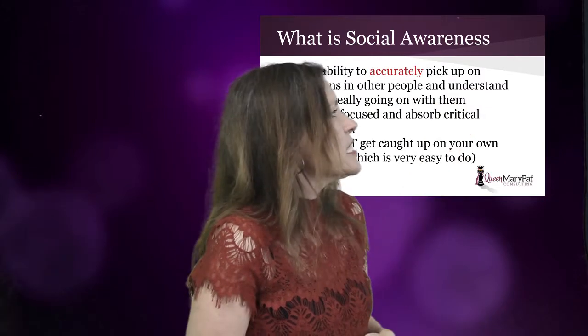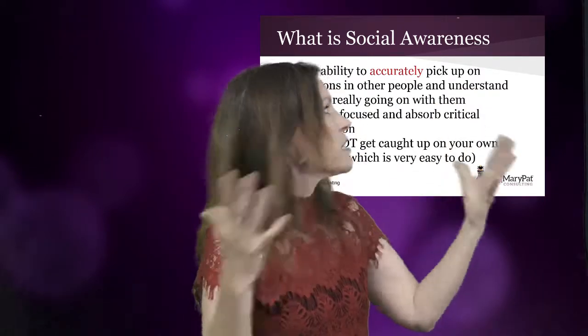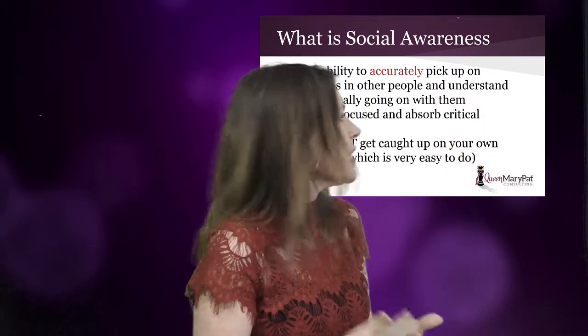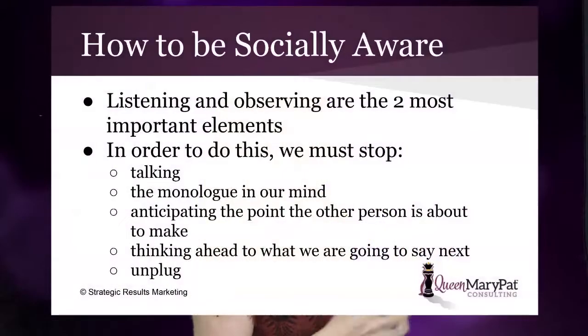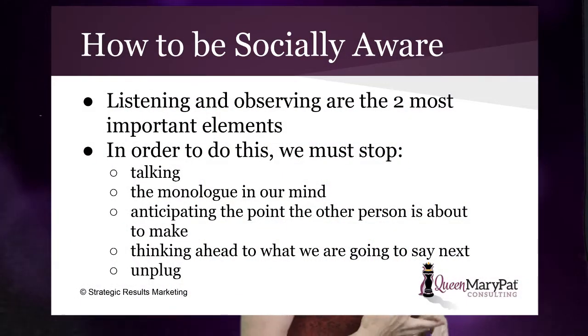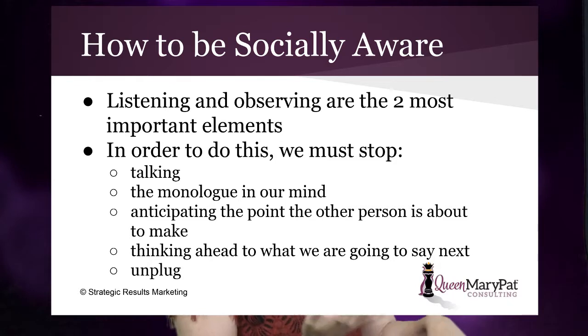You stay focused and absorb critical information that's happening around you. You do not get caught up in your own emotions, which is very easy to do. We all have that reaction. So, to be socially aware, you want to be listening and observing. These are the two most important elements. In order to do this, you must stop talking. The monologue, the talking that goes on in your head that doesn't come out of your mouth, we all have it.